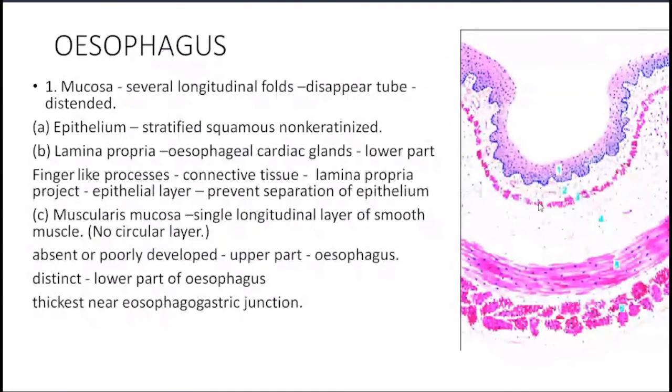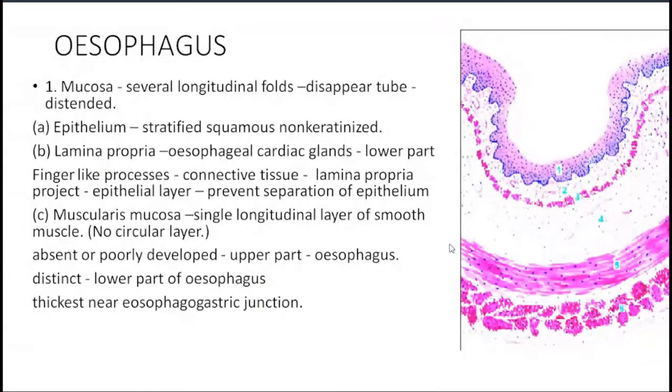At the junction of the esophagus and stomach, you will get this muscularis mucosa as prominent as you can see. But in the upper part of the esophagus it is absent or poorly developed. In the lower part it is distinct, and near the esophagogastric junction it is the thickest layer. So this is about the mucosa. The specific feature of the esophagus in the mucosa is the lining epithelium, stratified squamous non-keratinized epithelium. With the help of this and all the differentiating layers, you should be able to identify the esophagus.